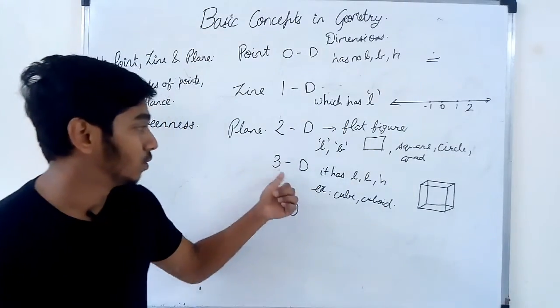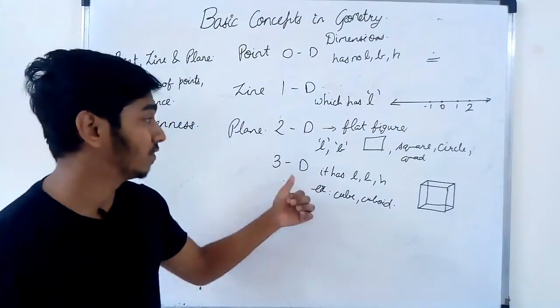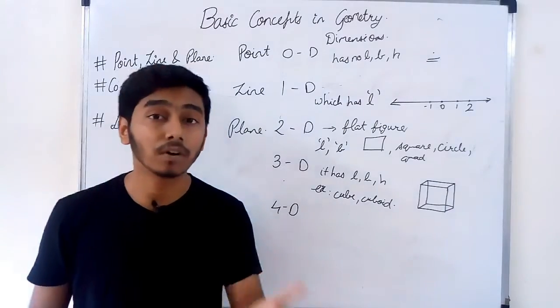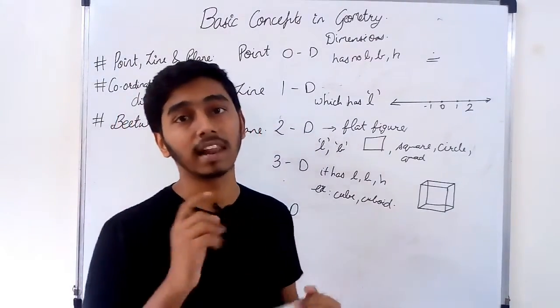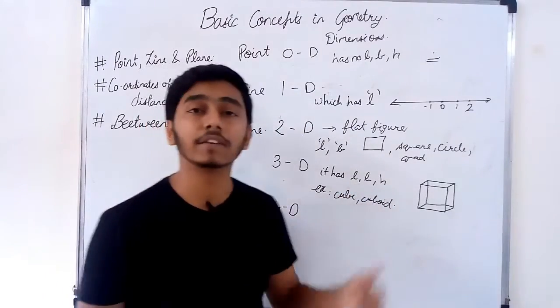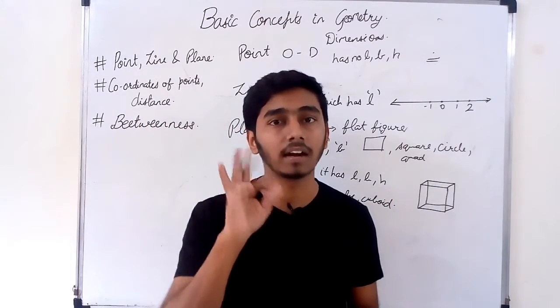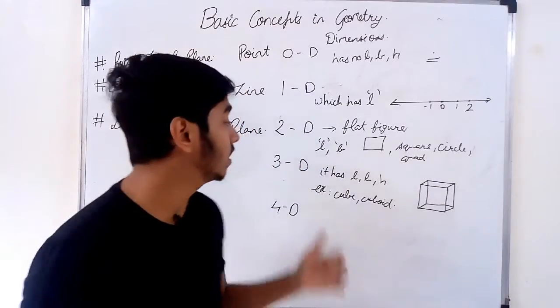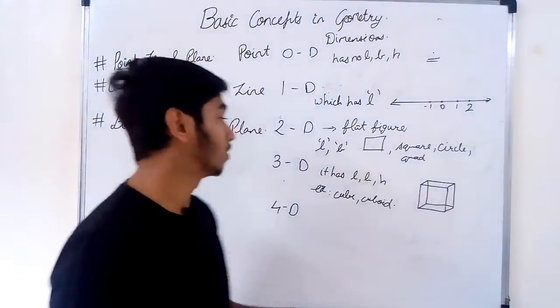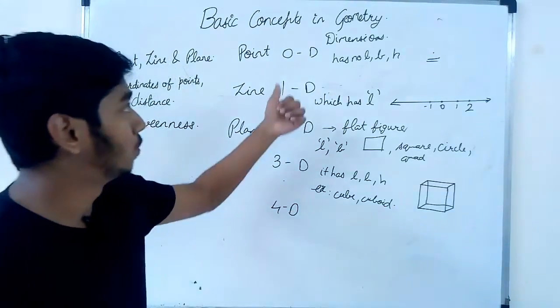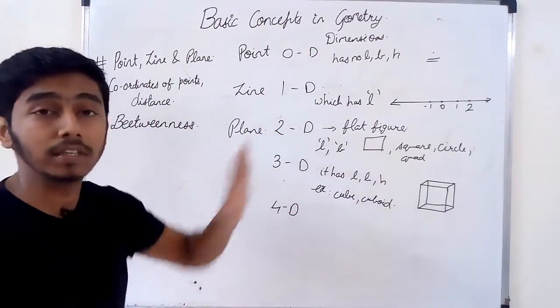So this is about a 3D structure, which for example you can say your book, the notebook or your textbook. It is having all three, which is length, breadth and height. So it is having all three parameters, so it is called a 3D structure or 3D figure. So we discussed all these.